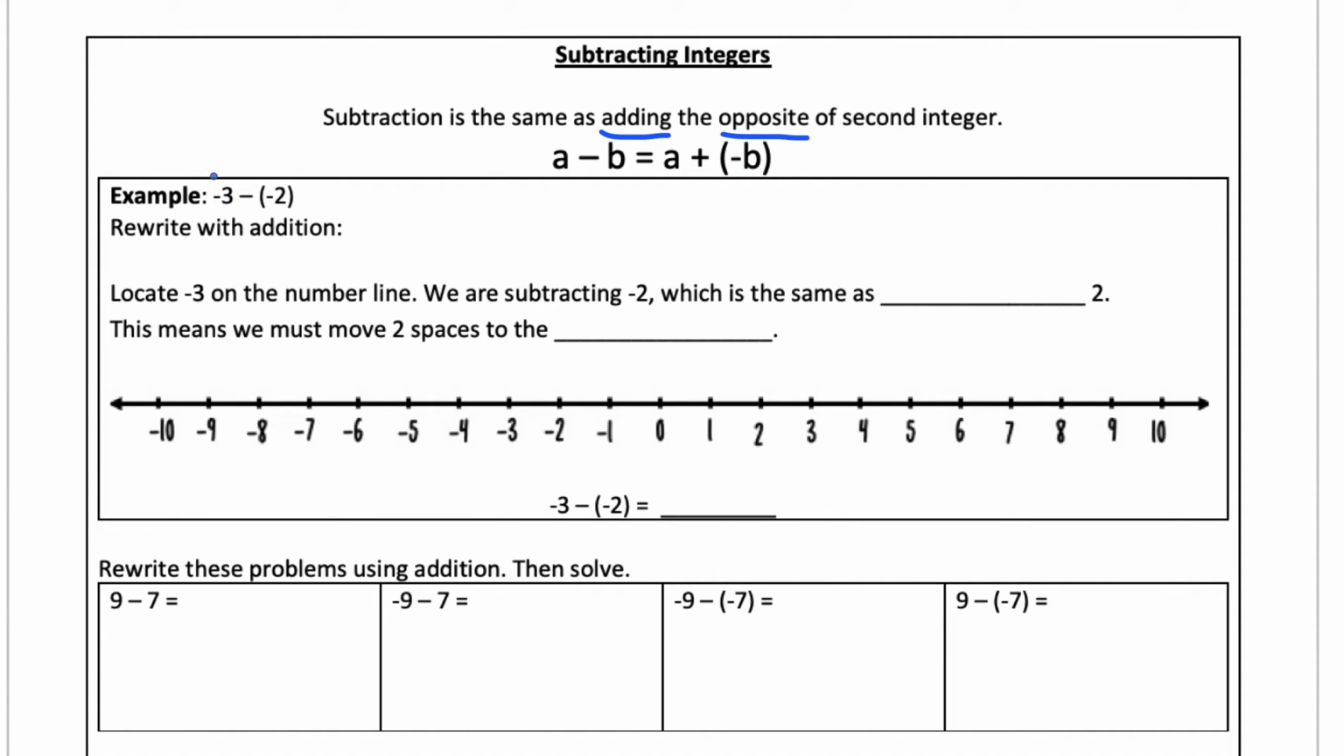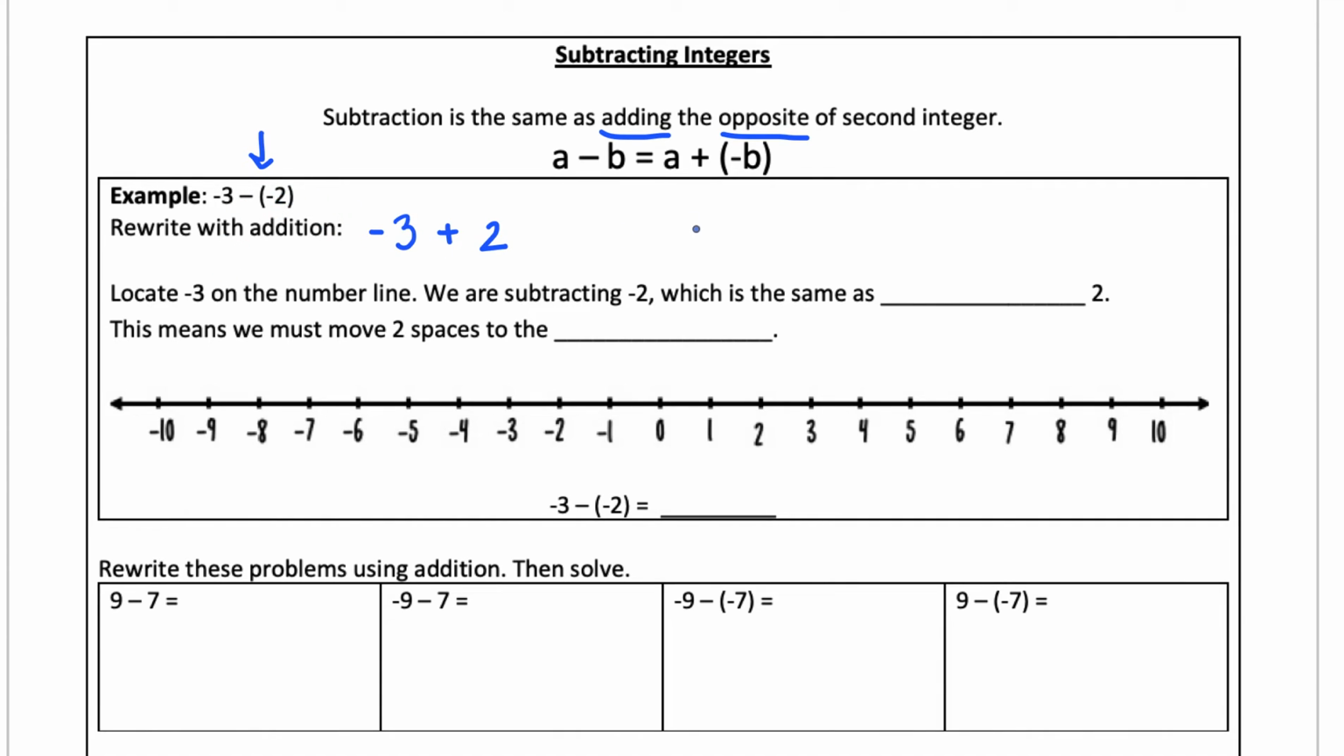So let's look at an example. If I want to rewrite negative 3 minus negative 2, I'm going to keep my first integer the same, and instead of using subtraction, I'm going to add. But if I'm going to add, I need to take the opposite of negative 2, and the opposite of negative 2 is just positive 2. So I'm rewriting this problem as negative 3 plus 2, and it means the exact same thing as what I had up here. But that first problem looks really messy and tricky to figure out because there's two negative signs, there's a lot going on.